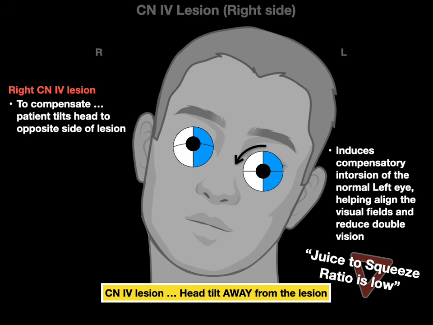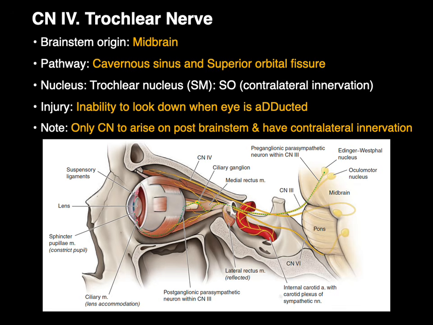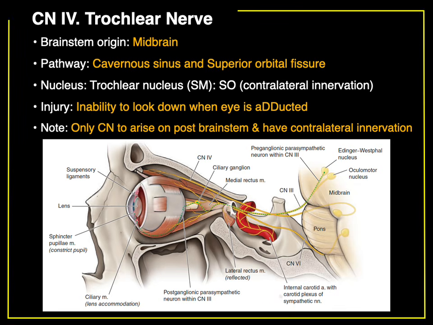I warned you, the juice to squeeze ratio for this concept is low. And that, my friends, is the trochlear nerve in a nutshell.